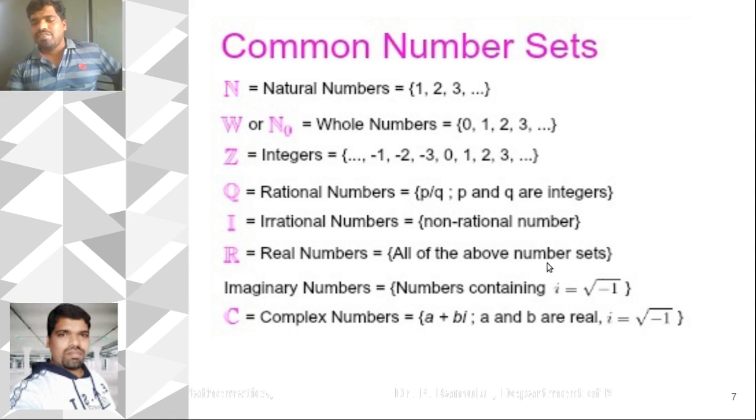Next, imaginary numbers. Imaginary numbers have i equal to root minus 1. Numbers containing i equal to root minus 1 are imaginary numbers. Complex numbers are a plus bi, such that a and b are reals, where i is equal to root minus 1. This set is a superset; it contains a plus bi with a and b real. In this topic, I am not going to discuss complex numbers. In the entire syllabus, I want to discuss only real numbers.